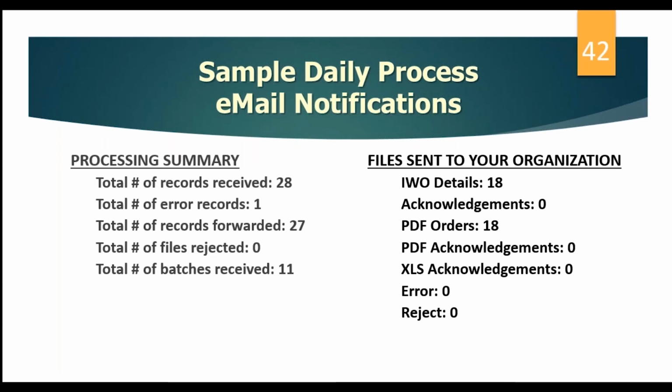So we only send the email notification. It's a daily process, but we would only send one to you if we had some activity, either a delivery to you or a retrieval from your server. So this email is similar to what you see here in terms of it tells you what we processed from your server. We received 28 records. We found one with an error, and 27 of them were considered good and routed to the state agencies. Or what we delivered to you. We delivered 18 new orders, and we delivered you 18 PDF documents to go with those orders.